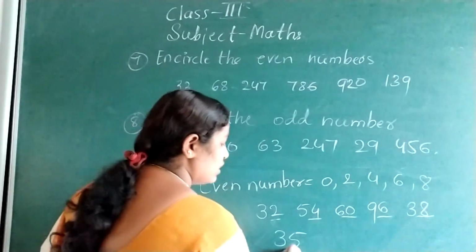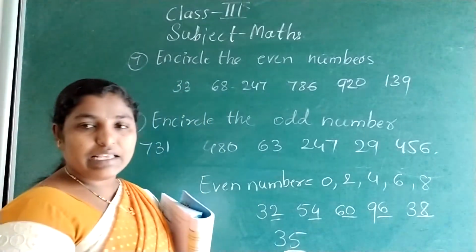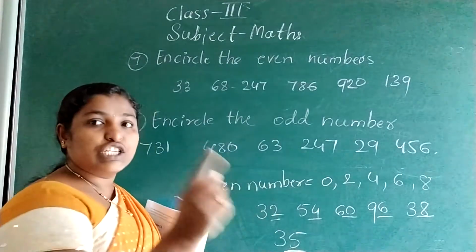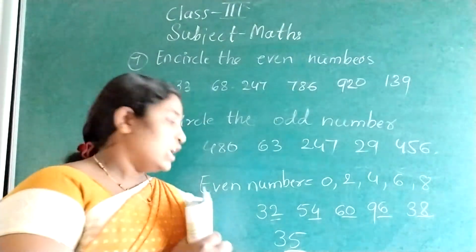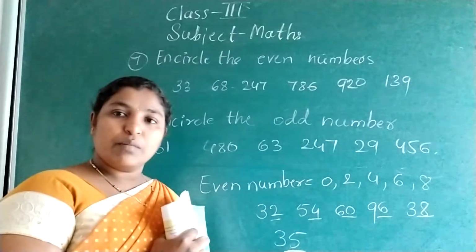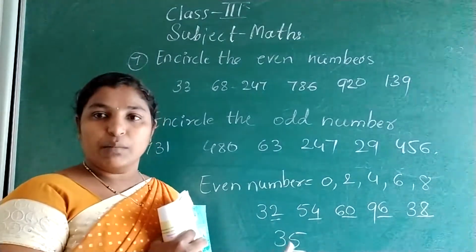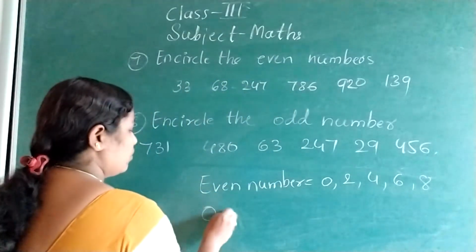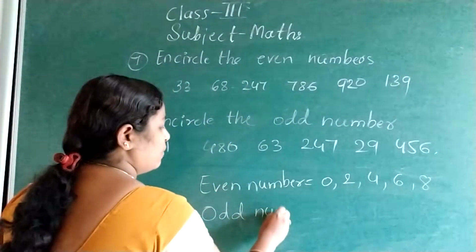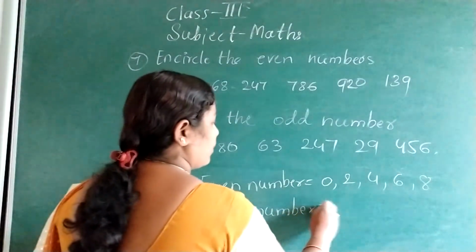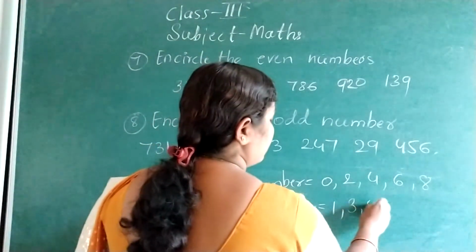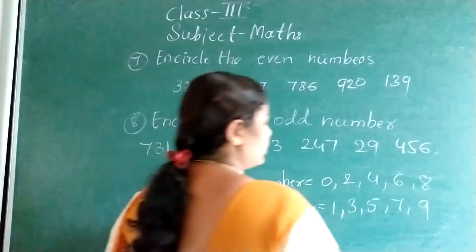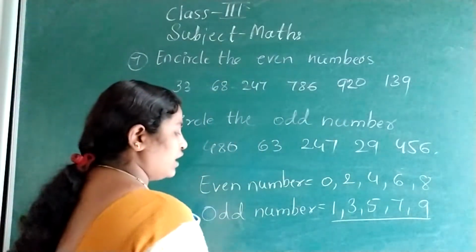Suppose 35, just look at the ones place. Is there 0, 2, 4, 6, 8? No, this is 5. If it is any number other than 0, 2, 4, 6, 8, it is known as an odd number. So odd numbers are those with 1, 3, 5, 7 and 9 in the ones place.